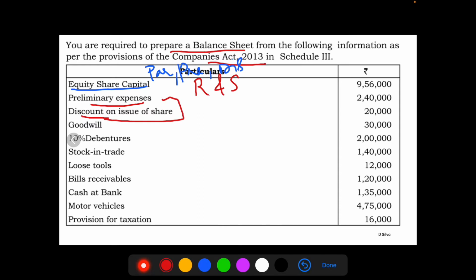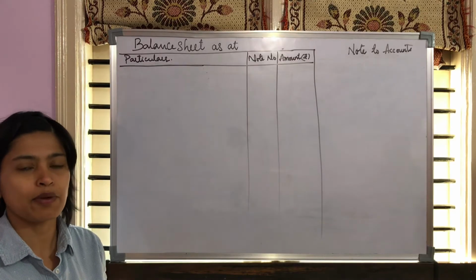Coming to the next one, goodwill. Goodwill is treated as an intangible asset. So under the heading fixed assets, we have intangible assets. There we will show the goodwill value. 10% debentures, these are long-term borrowings. Stock in trade, loose tools. Both we need to treat as inventories, for which we need to prepare a note to accounts. Bills receivables are treated as trade receivables. So we are going to write it under the heading trade receivables. Motor vehicle is treated as a tangible asset. Provision for taxation is treated under the heading short-term provisions. Students, let's prepare the solution now.